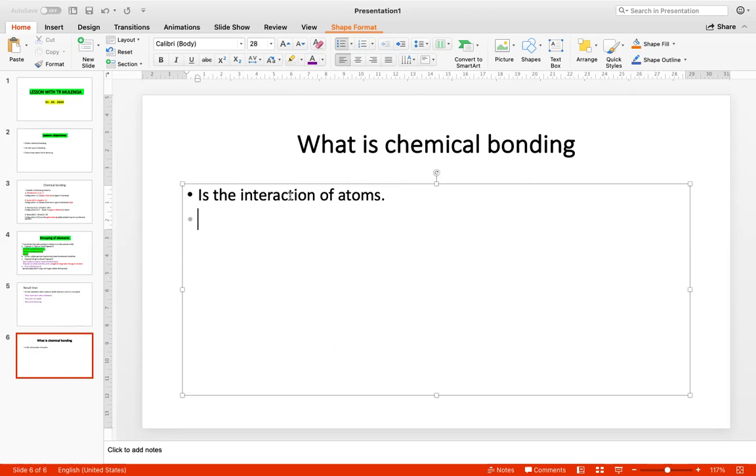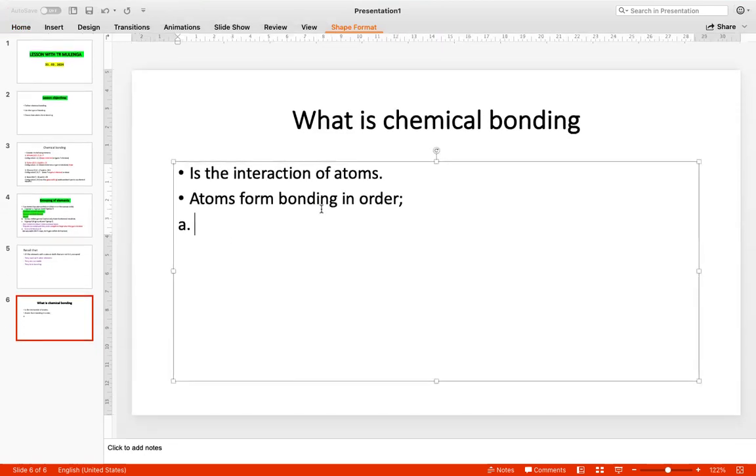Why is this interaction important? So we are saying that atoms form bonding. Why do atoms form bonding? Let's look at the reasons. If it wasn't important, then these atoms wouldn't have been taking part in chemical reactions. So atoms form bonding in various ways. One of the ways is in order for them to be stable. One, stability is very important.